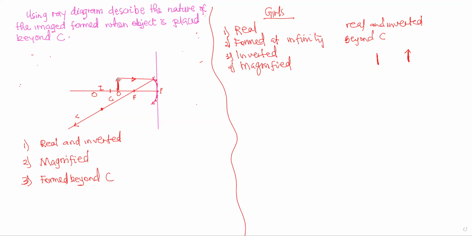A ray of light passing through F after reflection must be parallel to the principal axis. So they will all give you the same results. It doesn't really matter which rules you choose. They will all give you the same results. Okay.